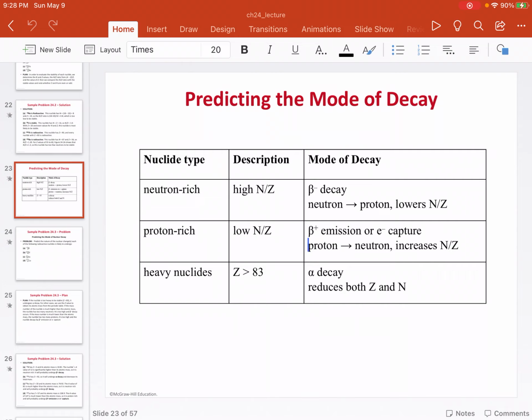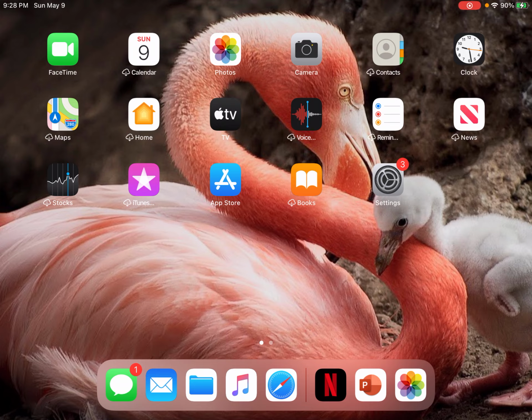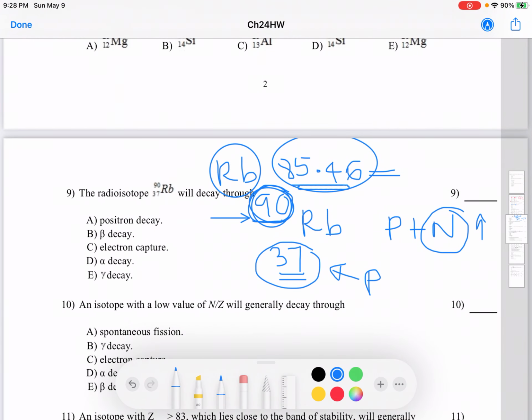Okay, and if it is a heavy nuclide, atomic number greater than 83, it would undergo alpha decay. Okay, let's go back here. Alright, so that is a beta decay.